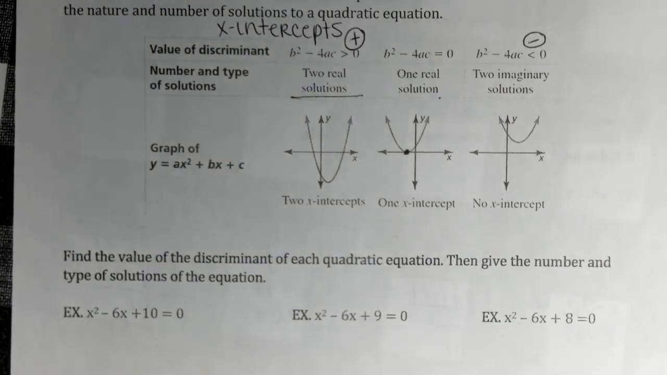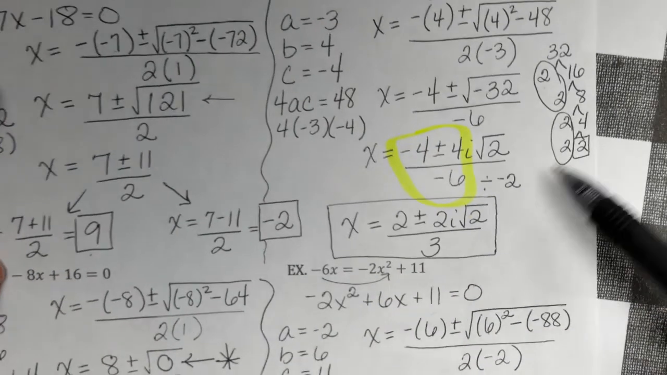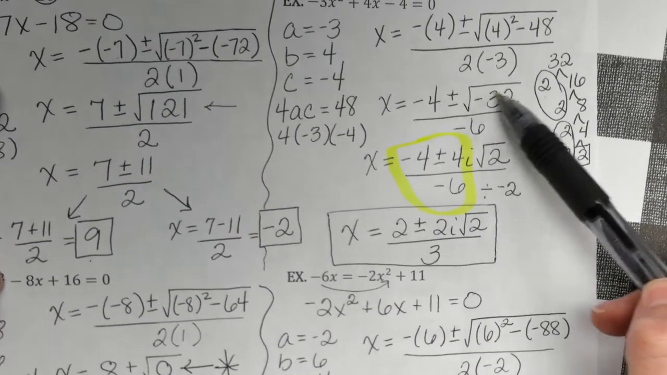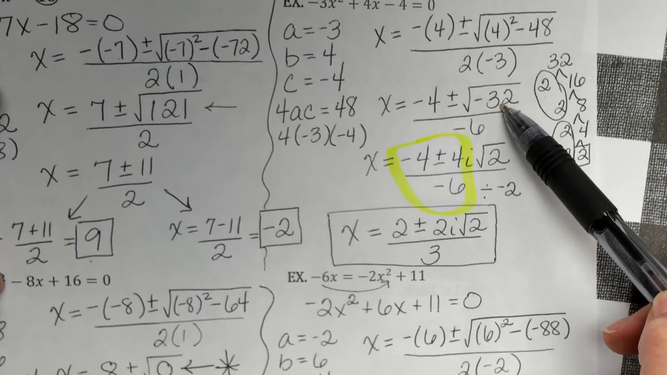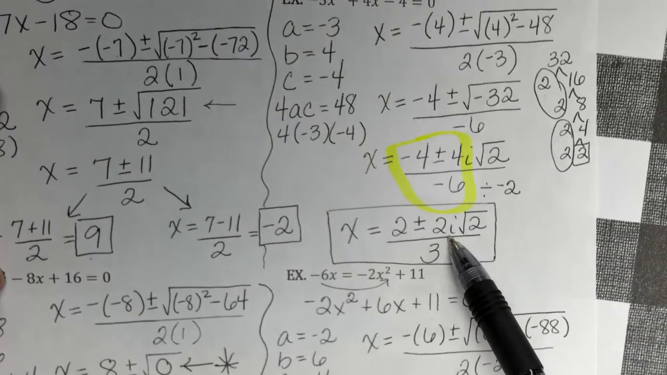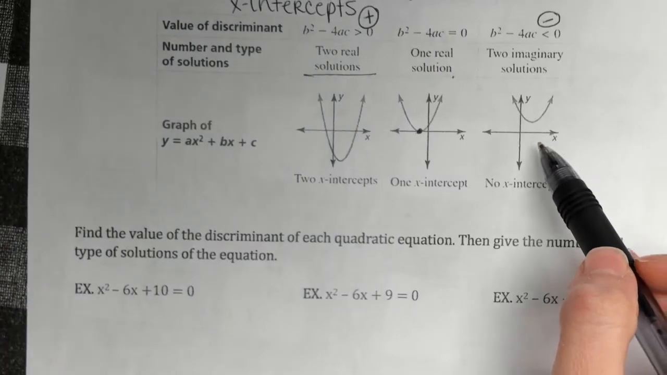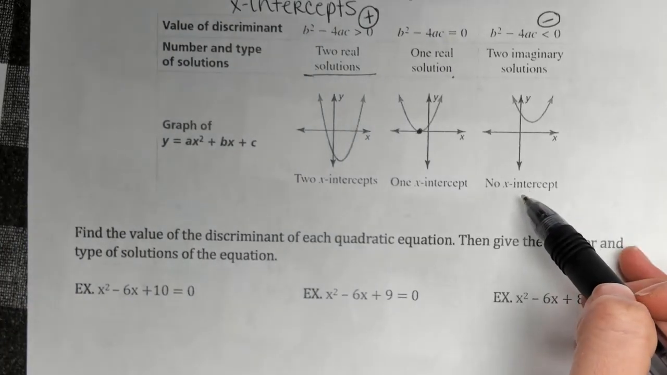square root of a negative number, you always have to do what? Pull out the i, because it's imaginary. Okay? So if you look at the second example that we did, we had a negative under the radical, so a negative discriminant, and I ended up having two imaginary solutions. So that means if they're imaginary, I don't have x-intercepts. Okay?